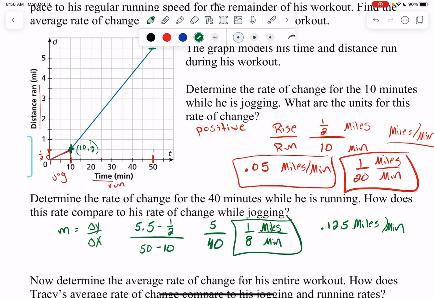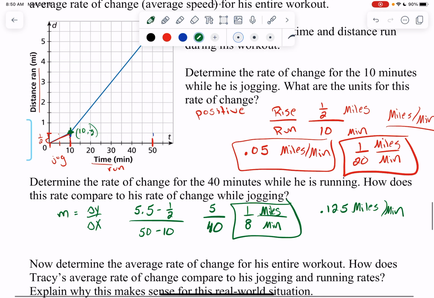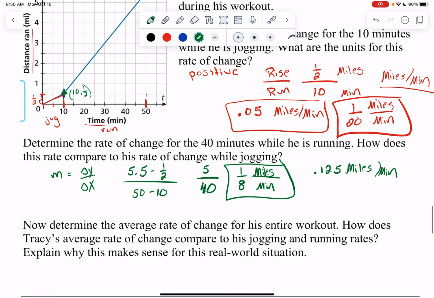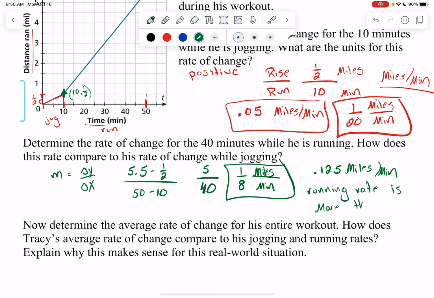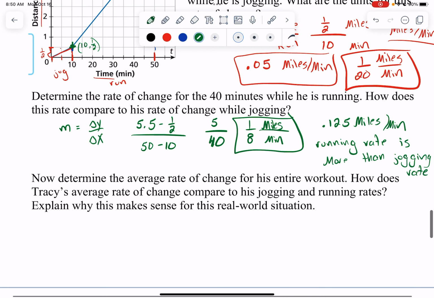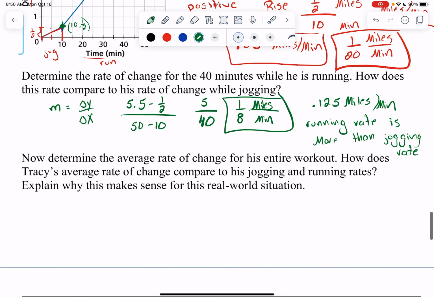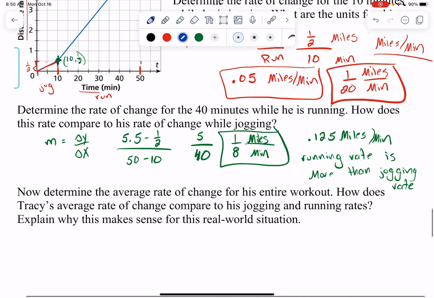as opposed to his 1 mile in 20 minutes while jogging. So how does this rate compare to the rate while jogging? His running rate is more than jogging rate, right? Because he goes 1 mile in 8 minutes as opposed to 1 mile in 20 minutes. Now determine the average rate of change for his entire workout. So basically we're going to ignore the speed change and just go from beginning to end.